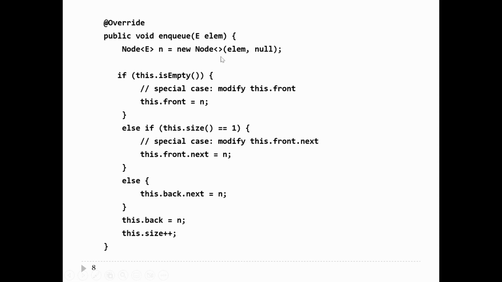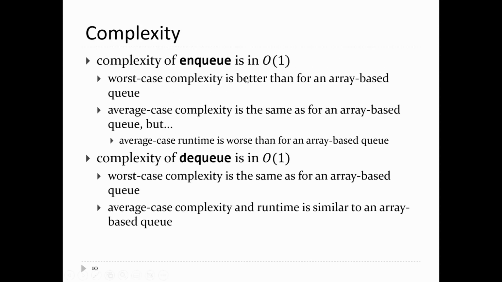Assignment here where you make a new node, condition here, assignment, condition here, assignment, condition and assignment, and then assignment and assignment. So again, nothing here depends on the size of the queue, so this is also O(1). So now you've got a queue that has complexity O(1) for both of its primary operations. So the worst case complexity for enqueue is better than in an array-based queue, where expanding the size of the array has O(n) complexity. For DQ, the worst case complexity is the same for an array-based queue.